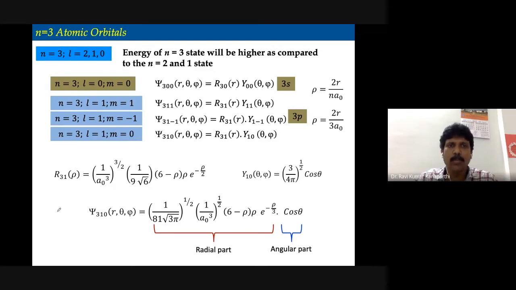So when n is equal to 3, L can be 0, L can be 1, L can be 2. So when L is equal to 0, then obviously we will have this situation. When L is 0, obviously M will be 0. So that particular orbital, what we call a 3s atomic orbital, again it will have two parts. One is the radial part, that is R30 of r, and the spherical harmonics, which is the product of theta of theta and also phi of phi. That is basically nothing but 1 over square root of 4 pi. So there is nothing we can discuss.